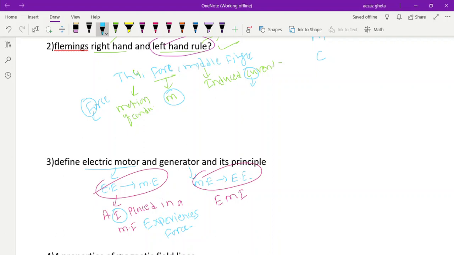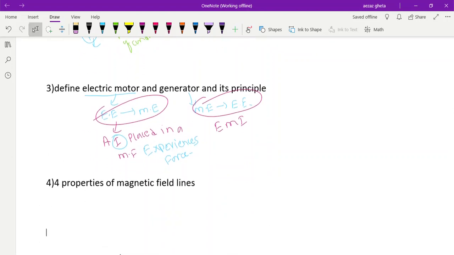Generator is electromagnetic induction. What is electromagnetic induction? Any idea? Anybody? Write in the comments before I say the definition. Yes, the definition is: a change in the magnetic field linked with the conductor induces a current.